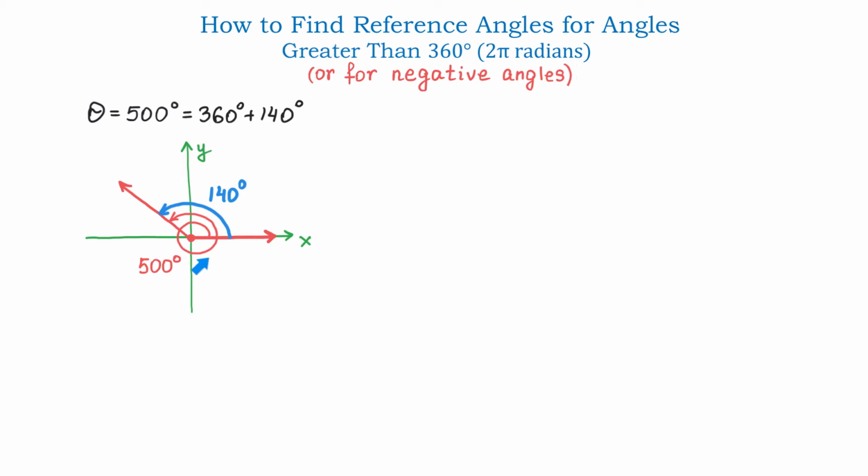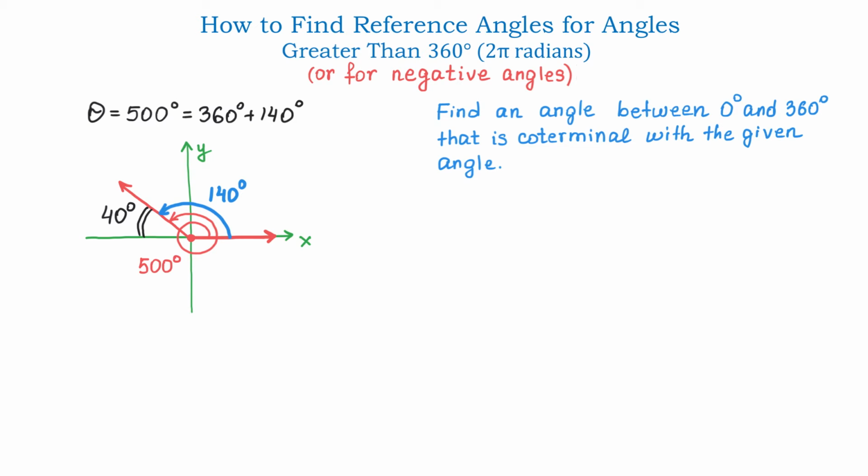Now, for both these angles, the reference angle is the acute angle formed by the terminal side and the x-axis. From this drawing, we can tell that the reference angle will measure 40 degrees. Now, let's see how we would find this reference angle if we would not have this drawing. In the first step, we will find an angle between 0 and 360 degrees that is coterminal with the given angle. And coterminal means that the angles have the same initial side and the same terminal side.